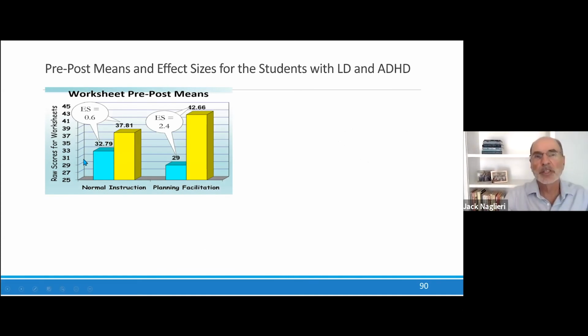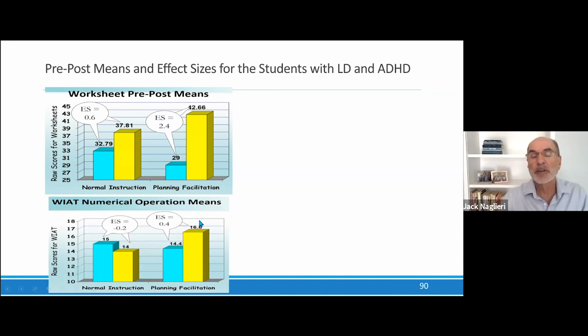On the math worksheets, taken directly from their curriculum, the normal instruction kids improved with an effect size of 0.6. The students who were encouraged to be more strategic, look at that change. That's pretty dramatic. But we didn't stop there. We also gave them numerical operations. The normal instruction kids got, well, basically the same. The experimental group got better.